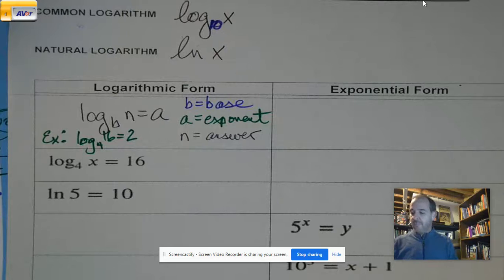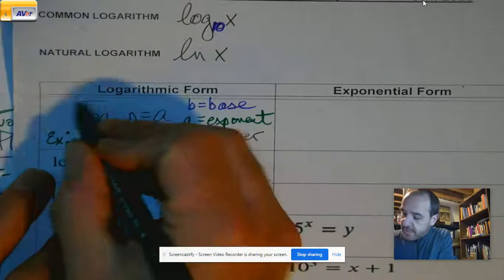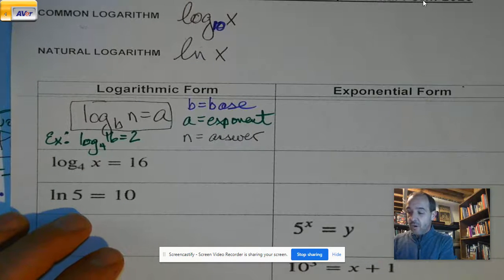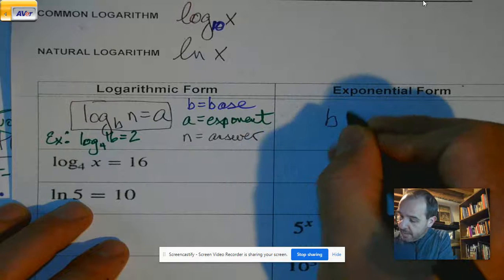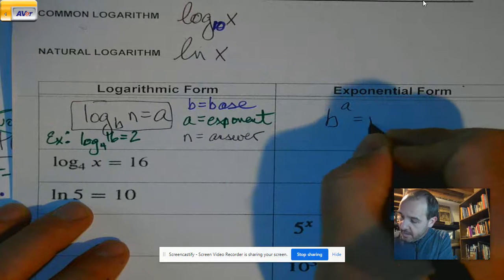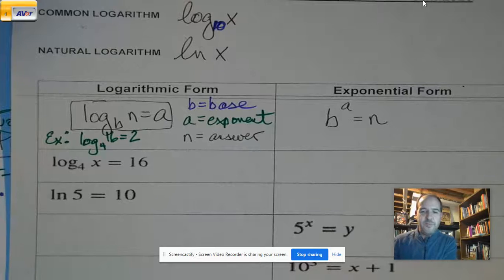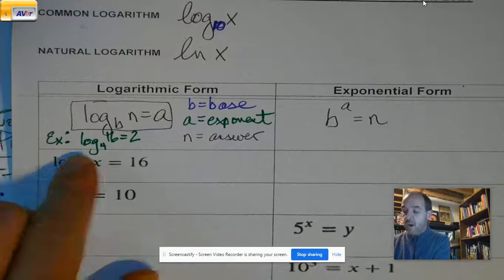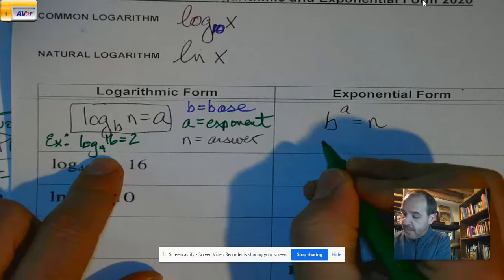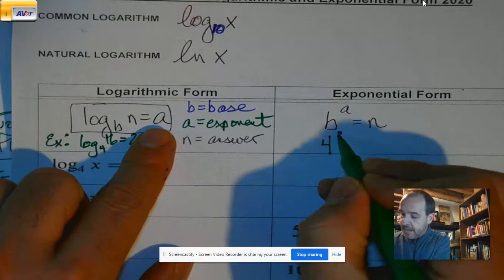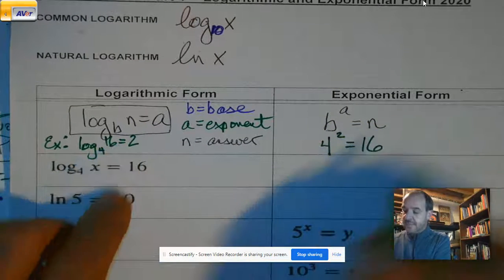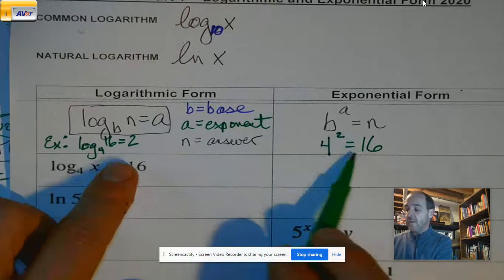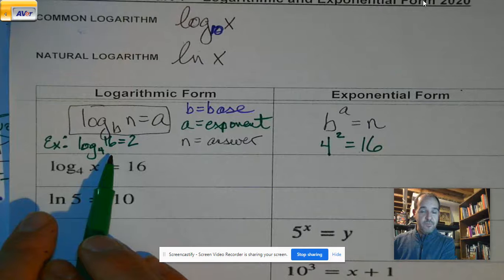Now, let's follow that up with the exponential forms. Okay, so this is my base logarithmic form, okay? My base exponential form would be b to the a equals n. That's what we've seen forever. So if I take those same values from my example over here, I'm like 4 to the second power equals 16. These two things are equivalent to each other, going from logarithm to exponent or exponent to logarithm, okay?